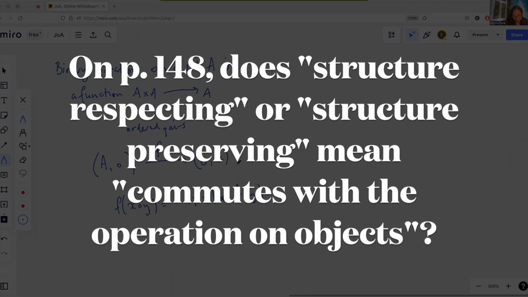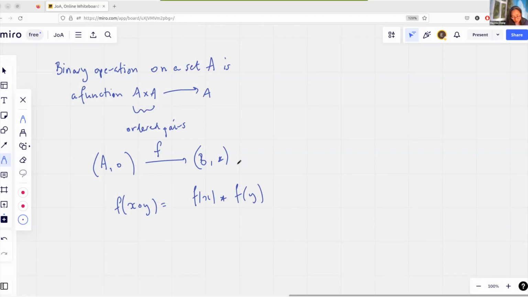Page 148. Does structure respecting or structure preserving mean it commutes with the operation on the objects? Let's see, where do I talk about structure preserving? In the case of monoids, structure preserving does mean that it commutes with the binary operation, as long as you understand that to mean the right thing for commuting, which is to say that if you do the operation and then the function, it's the same as doing the function and then the operation.